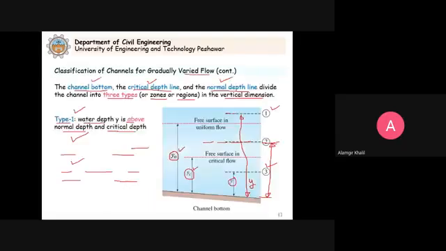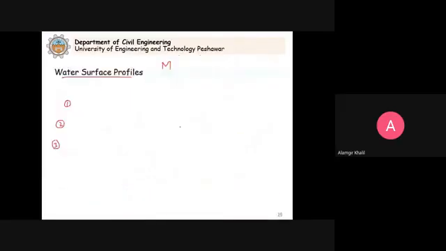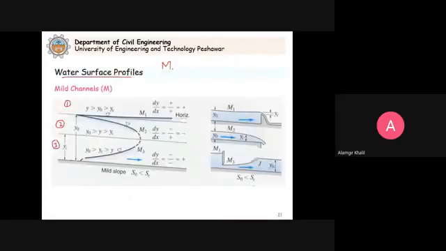So now in this case we will use M. If any water surface level is in zone 1, type 1, region 1, we will say it is an M1 profile. If it is in zone 2, type 2, we will say it is an M2 profile. And if it is of type 3, as per our textbook, we will say it is an M3 profile.